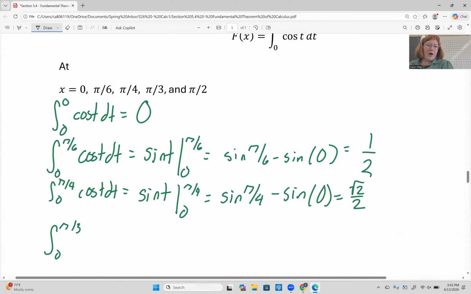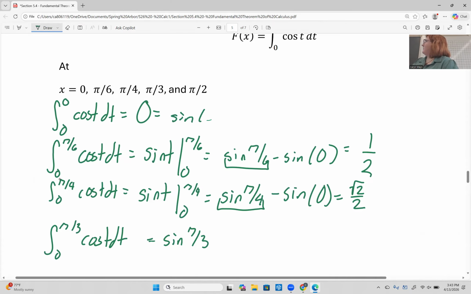Pi over 3. Without writing out this middle part again, what do you think this is ultimately going to simplify down to? I don't want the fraction yet. Sine of pi over 3. Guys, we've been getting the sine of pi over 4, sine of pi over 6. Sine of 0.